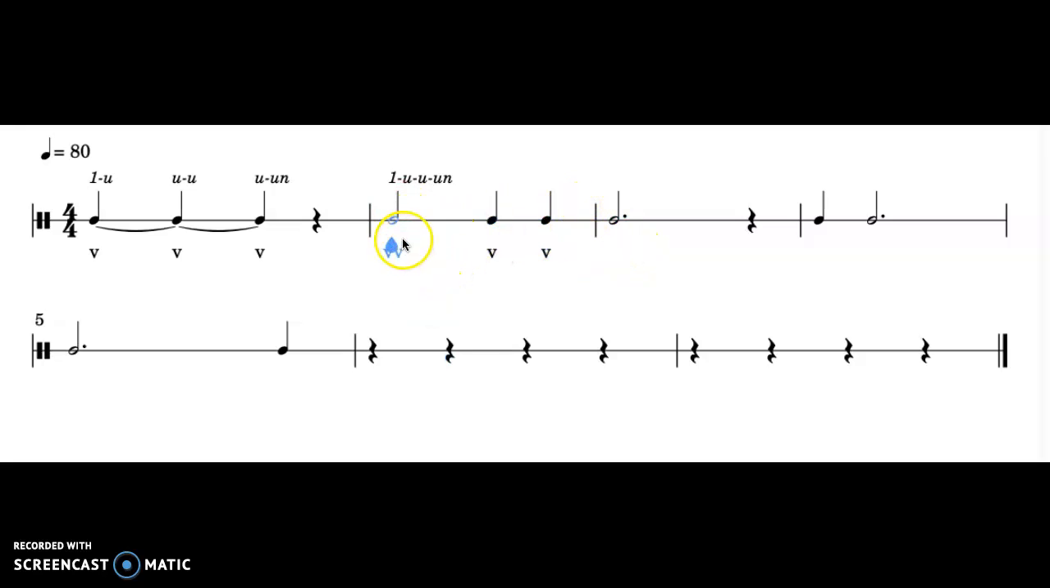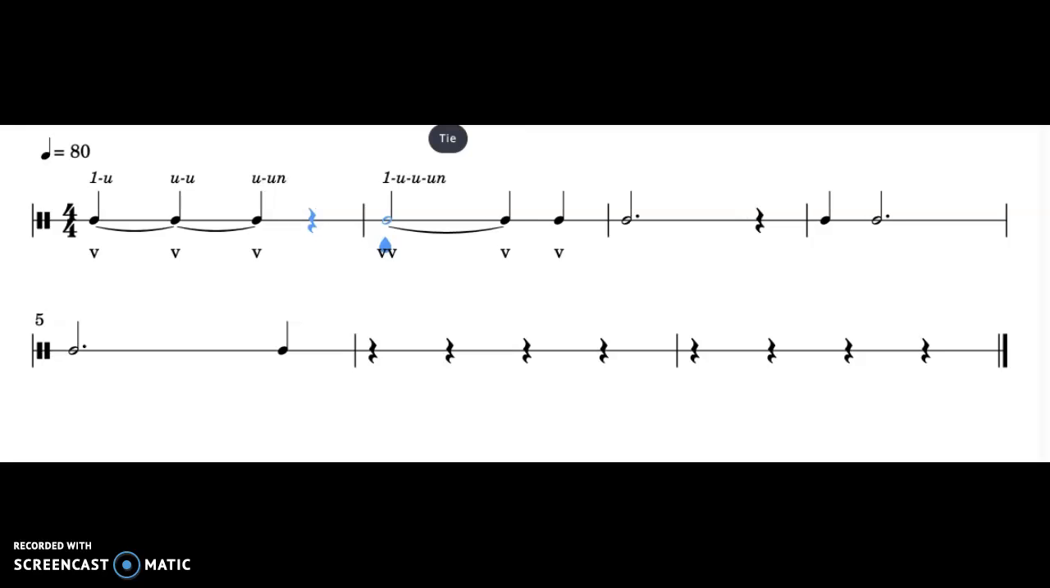Now when I add a dot, I have a half note, and the dot adds half of whatever it's on. So a normal half note gets 2 foot taps. So if I add half of that, if I take 2 and divide it in half, that's 1 foot tap. So essentially what I'm doing is I'm taking this note and I'm adding 1 more beat onto it.